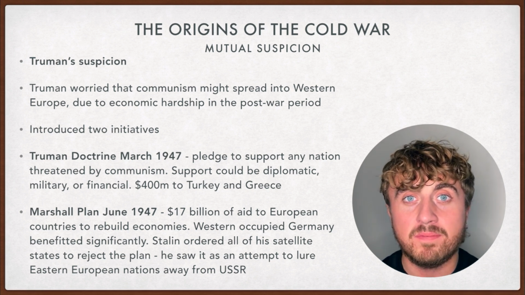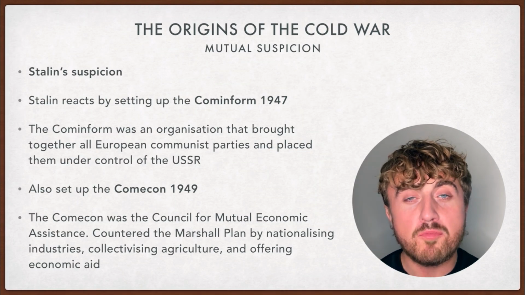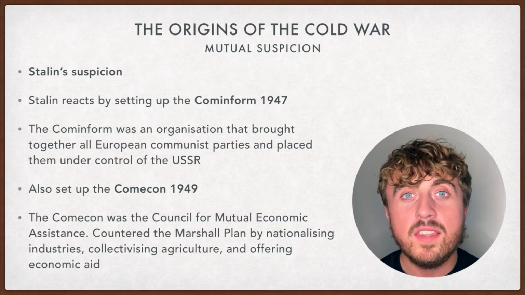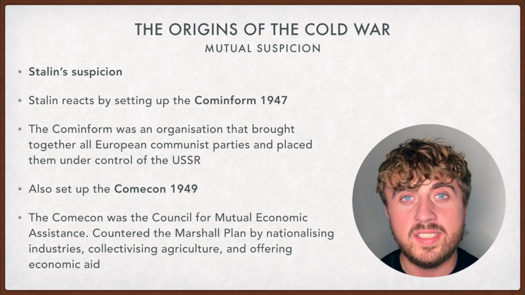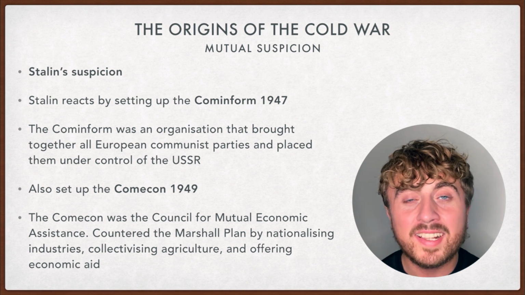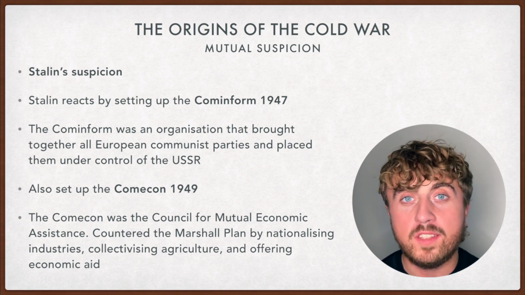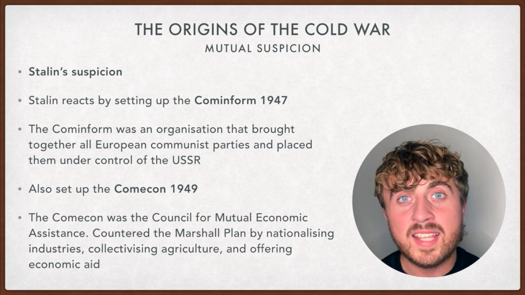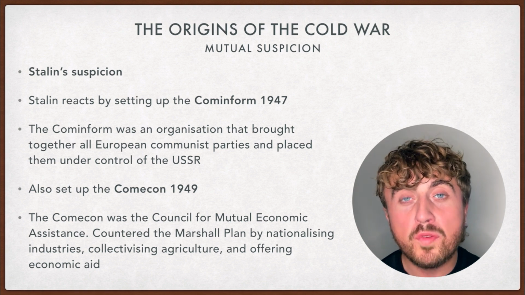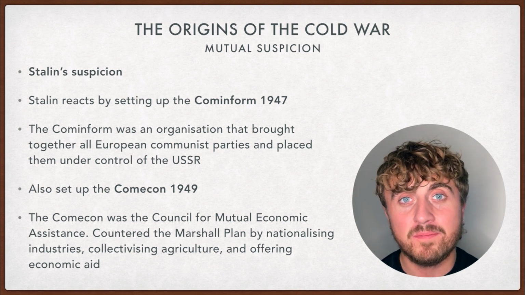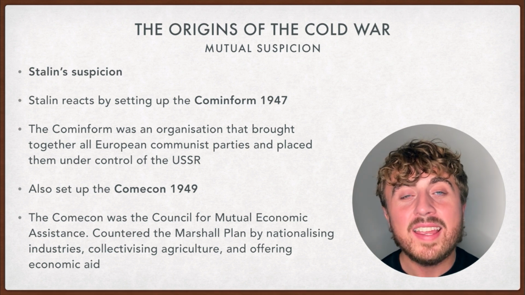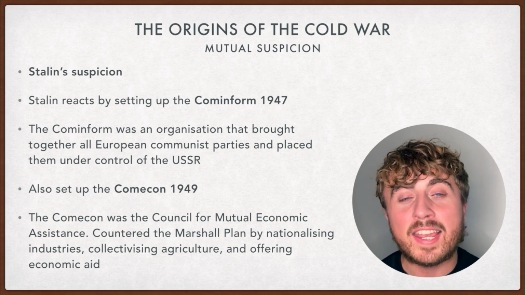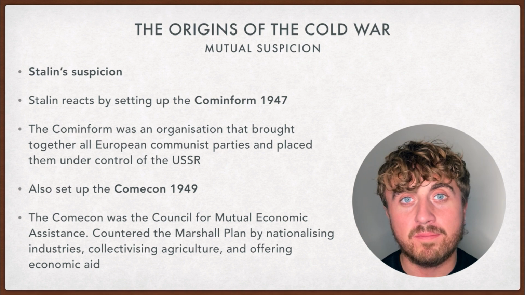In response, Stalin brings in two initiatives of his own. The first is Cominform in 1947. This brought all of the communist parties in Eastern Europe together under one clear ideology, under the control of the USSR. In 1949, we get Comecon. This was the Council for Mutual Economic Assistance. This was an attempt to counter the Marshall Plan by improving the economies of those nations in the East. This plan nationalized industries, collectivized agriculture, and gave economic aid to those countries who were struggling.